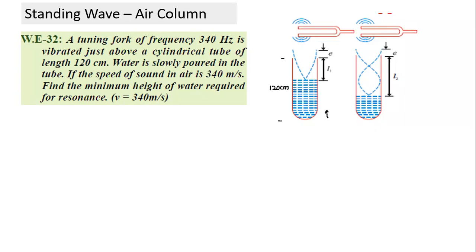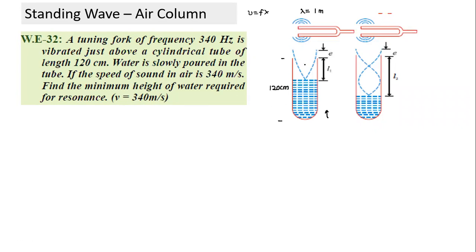Speed of sound in the air is 340. It means all through the experiment, lambda is equal to 1 meter. Lambda is not changing, speed of sound is not changing. And since you are using the same tuning fork, frequency 340, v is equal to f lambda. From v is equal to f lambda, we can find the wavelength is equal to 1 meter.